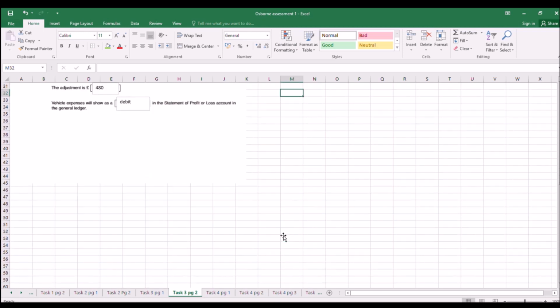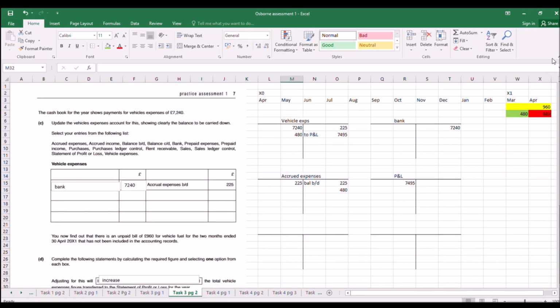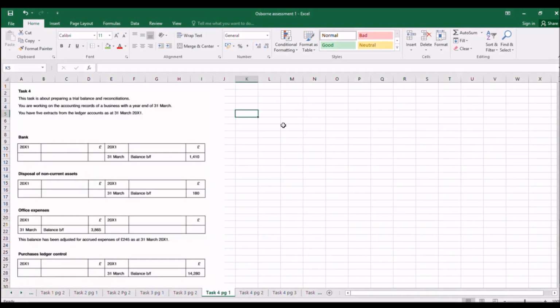Right. Anything else? No. That's task 3 done. Task 4. This task is about preparing a trial balance and reconciliation. So we've got some nice extended trial balance going on here probably. We're working on accounting records of the business for the year ended 31st of March. Right, so 5 extracts from the year ended accounts 31st of March.